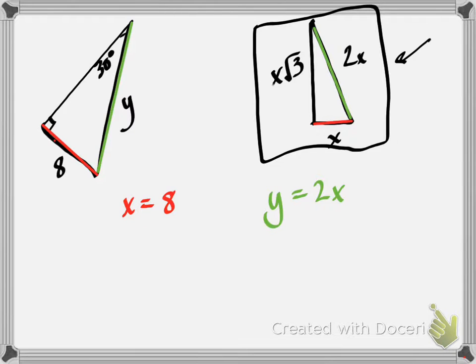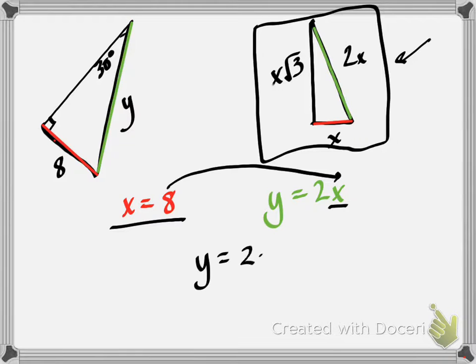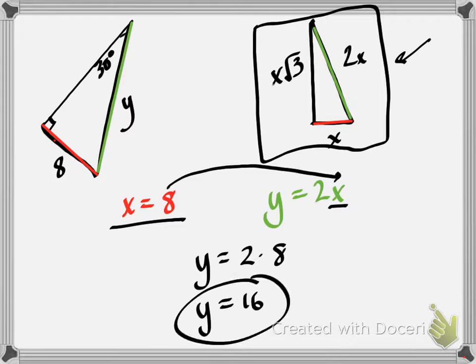Okay, now this one's a little bit easier because we didn't really have much to do here. We know x is equal to 8. X is there. We're now going to take that 8, put it right here for the x, and we're going to go y is equal to 2 times 8. Y is equal to 16. And that's our answer for the third problem.